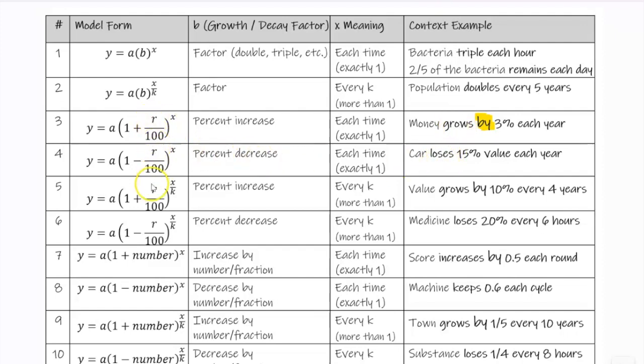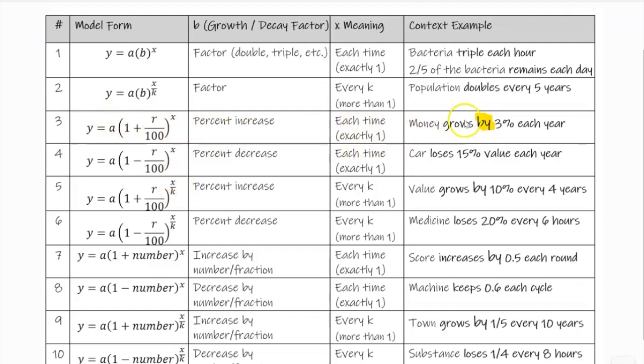Again, all of these are percent problems. 1 plus, it's getting bigger, so it grows, it increases. 1 minus is it loses, it decreases. Appreciate could be another word, and depreciate could be another one for 1 minus. Those are the difference between 1 plus and 1 minus with the percent signs. Then of course you have that with the time period. All right, let's take a look at an example.